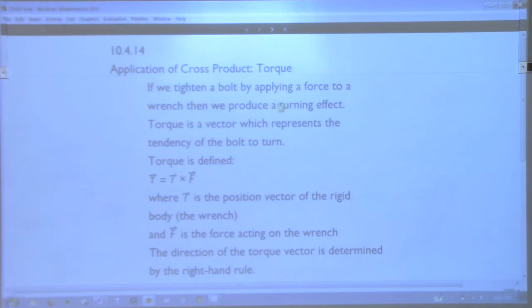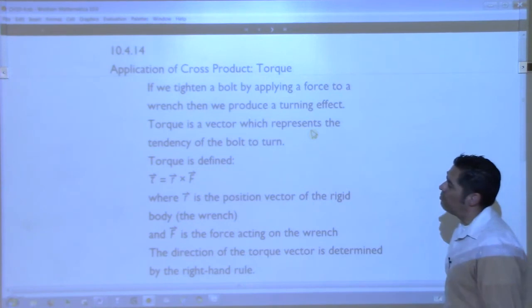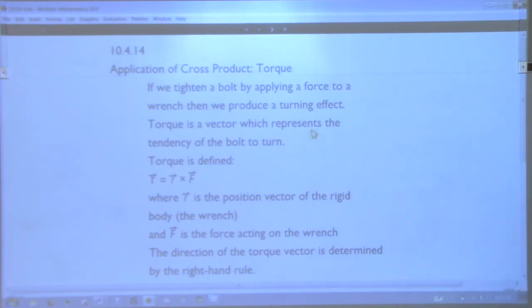So one application of cross products is the idea of torque. If we tighten a bolt by applying a force to a wrench, then we are producing a turning effect.